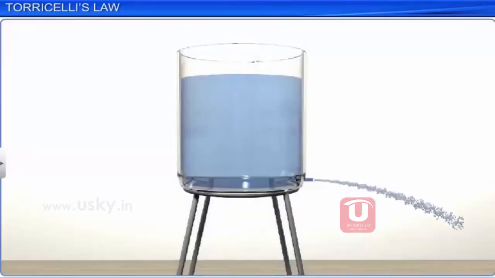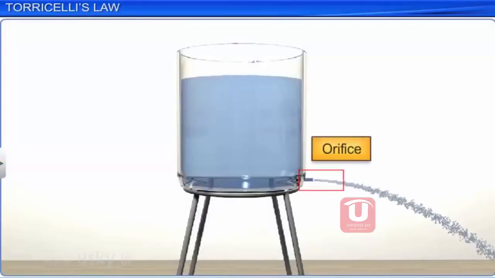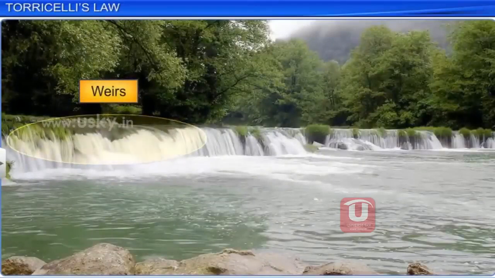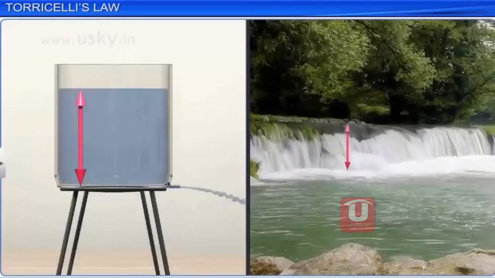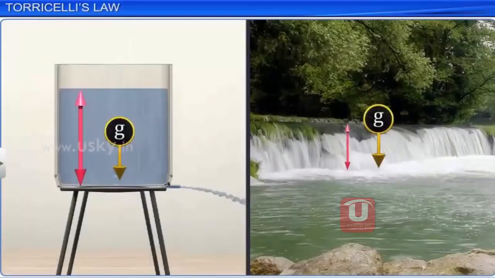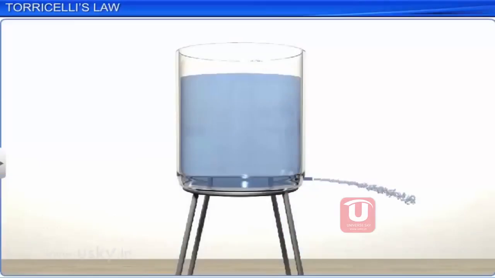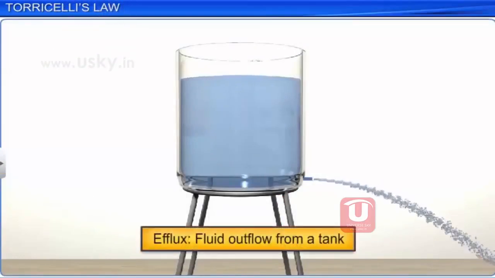The flow of liquids out of open tanks is measured using orifices. The flow from open channels is measured using weirs. A weir is a low dam built across a stream to raise its level or divert its flow. The flow from open channels and tanks is due to gravity, and the change in velocity is due to the change in the pressure head. Here, we will discuss the outflow of liquids from open tanks. The fluid outflow from a tank is known as efflux.